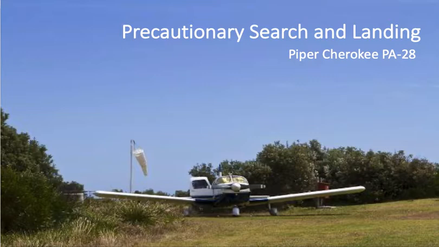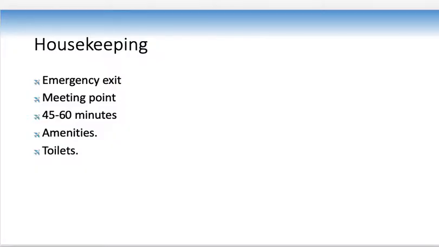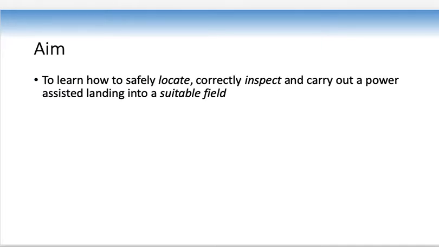And we've got our grass strip as well. And we're going to do a precautionary search and landing so we can safely land on the grass strip. As it is an online brief, the aim is to learn how to safely locate, correctly inspect, and carry out a power-assisted landing into a suitable field. So we'll assess the field to determine if it is suitable to land on. And we've also got power in this procedure, which will help us to be able to land the aeroplane.